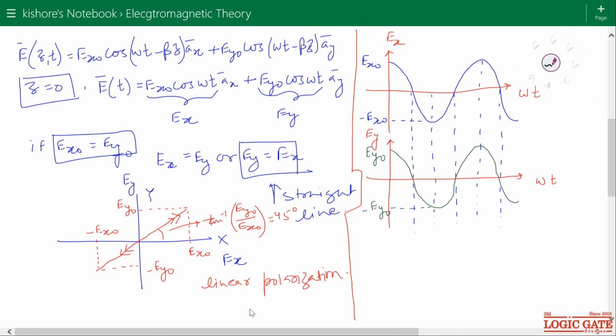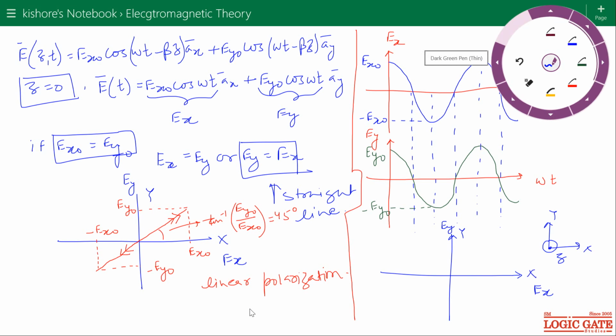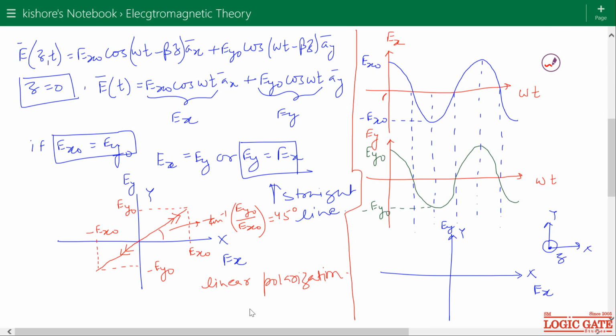Now I will draw the resultant of Ex and Ey in the xy plane or z0 plane. This is the resultant direction xy, and the z axis is normally outwards. Positive z direction is normally outwards. On the x axis we have Ex, on the y axis Ey. Now when time is 0, when omega t is 0, Ex is Ex0 and Ey is Ey0. So the resultant will be a point here.